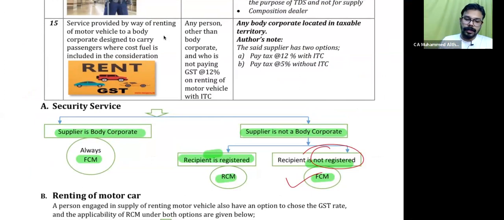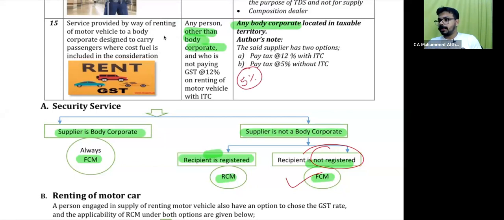What are the four things you have to tick? One, the supplier shall be other than a body corporate. That is the first thing you have to observe. Second, the recipient shall be a body corporate. Third, the GST percentage shall be 5%. And the other thing is the consideration includes the cost of fuel. These four things you have to tick in the question, then only it will be RCM.